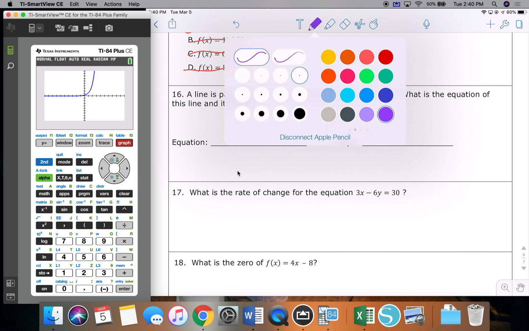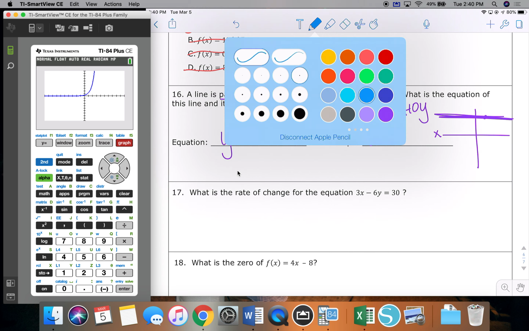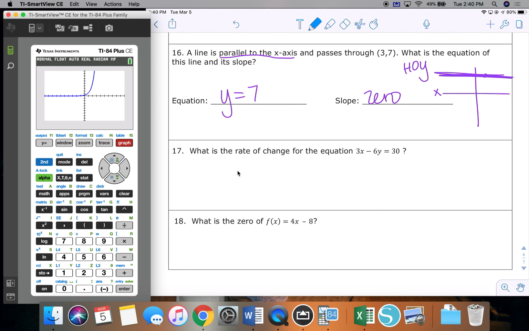These are the start of our review problems. 16, we have a 0.37. They want a line that is parallel to the x-axis that goes through that point. So the x-axis is this one. Parallel means the same. This equation is a horizontal line equation. So my equation is going to be y equals 7, and my slope of a horizontal line is 0. So that's just a special case.